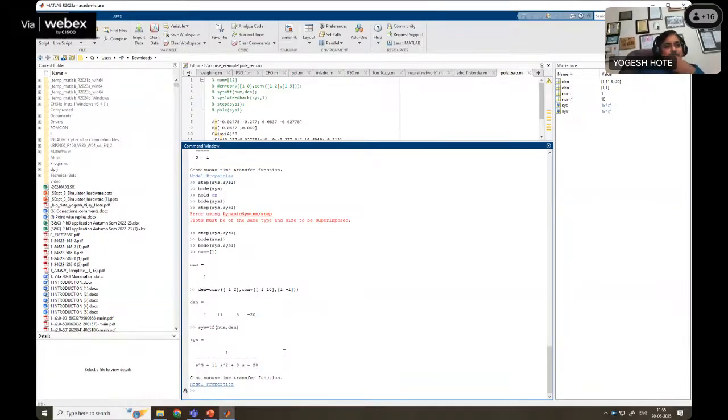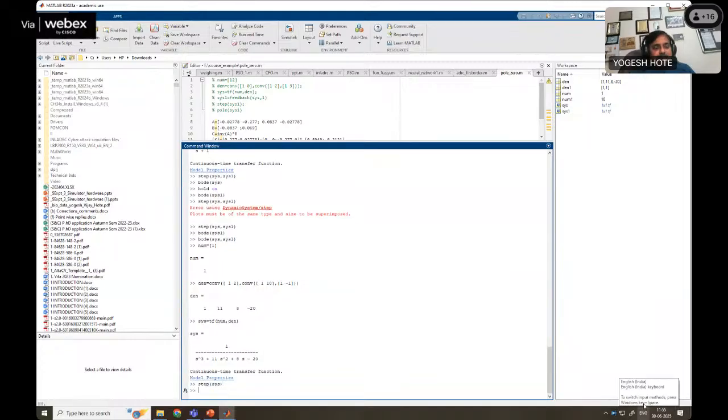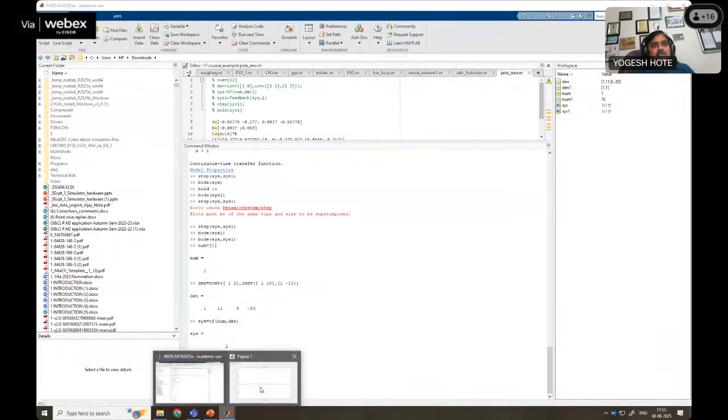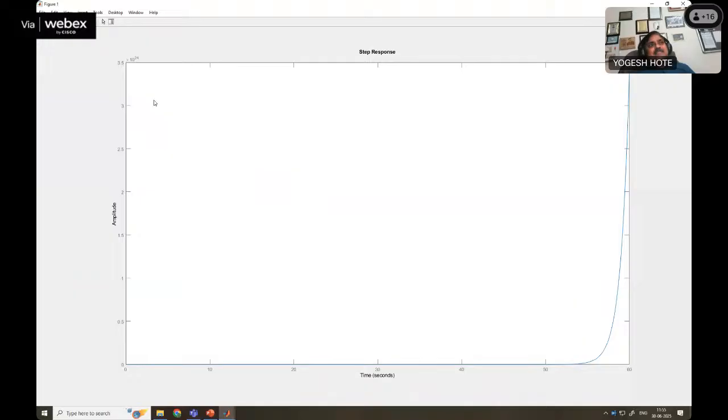Have you seen the transfer function now? Yes, sir. There is an unstable pole at s equal to plus 1. One pole at minus 2, another at minus 10, and another at plus 1, the unstable pole. Now if you determine the response of this system, you can see it is 3.5 10 to the power 24. It is unstable now.